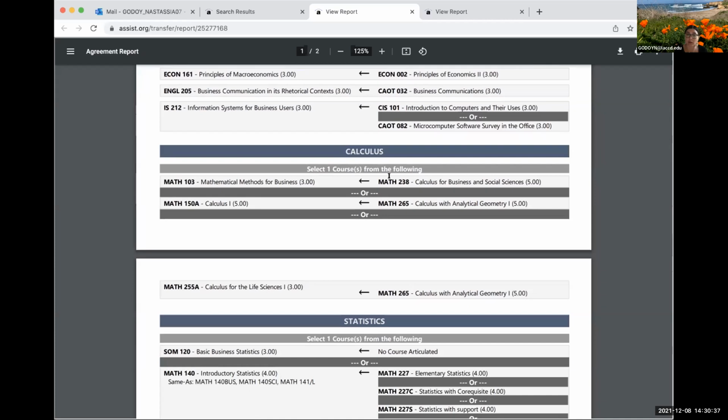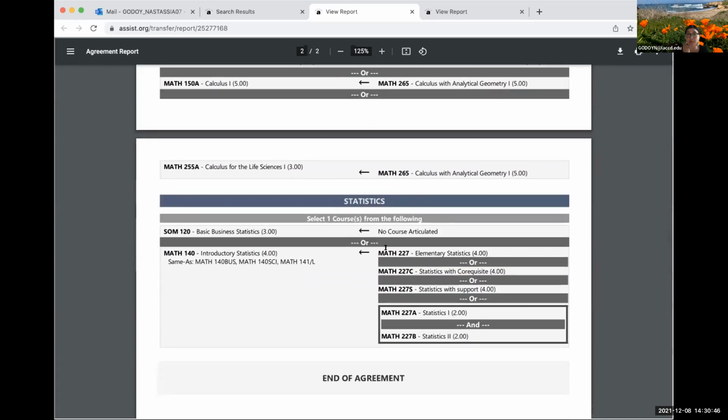Calculus, it says select one course from the following. So I select one calculus course. I'm going to do Math 265. I need one statistics course. So I'm going to select one of these stats courses, Math 227.